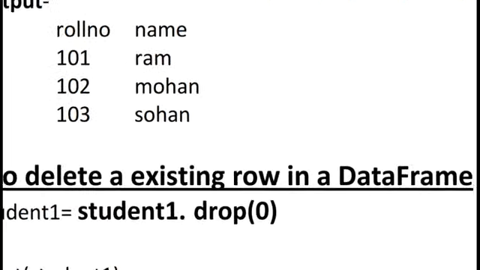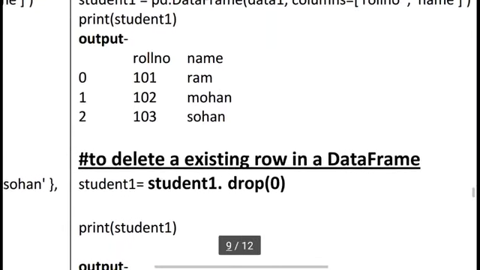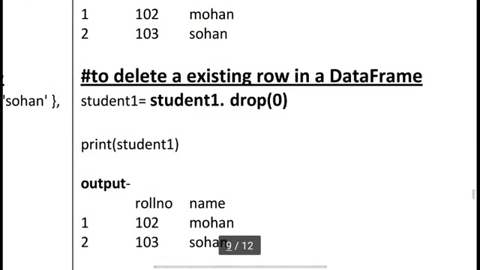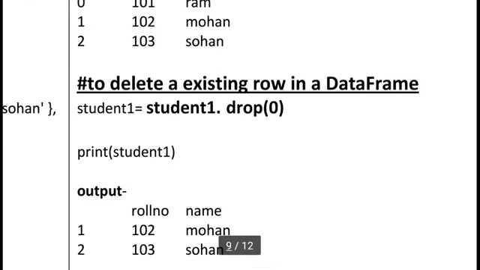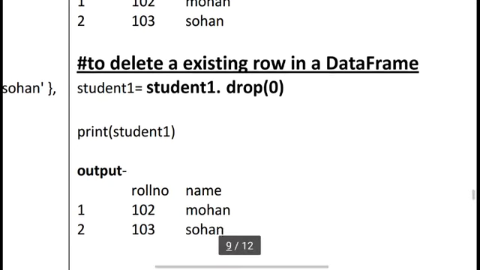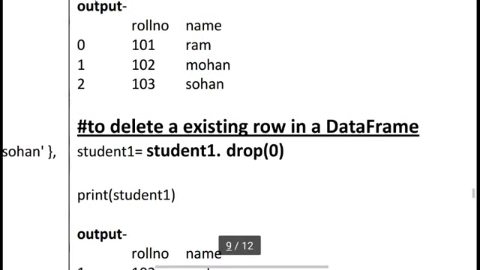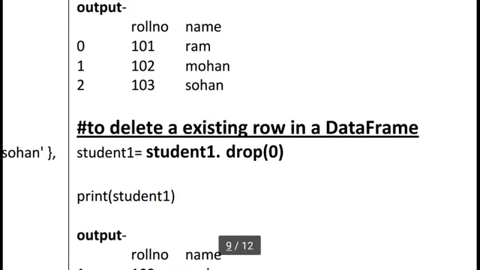Here I am writing 0. 0 means 0, 101, Ram. This row will be deleted. Print student1. Output is, here you can see 1, 102, Mohan, 2, 103 and so on. The rows remain, but 0, 101, Ram is deleted.